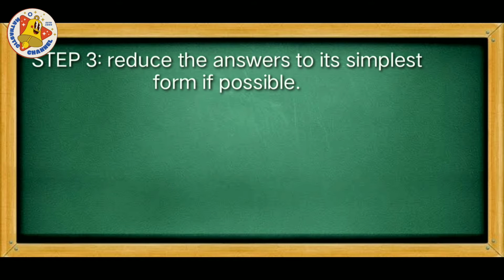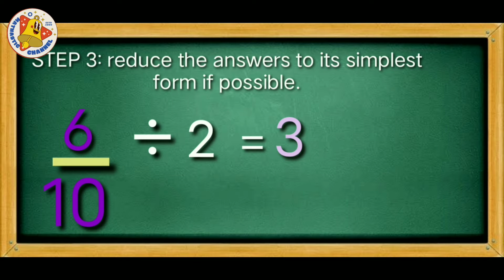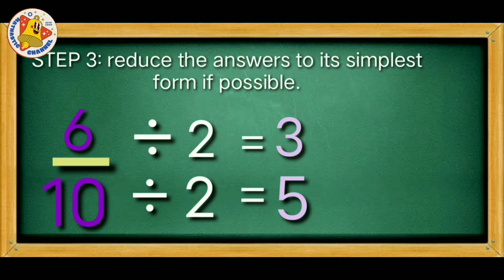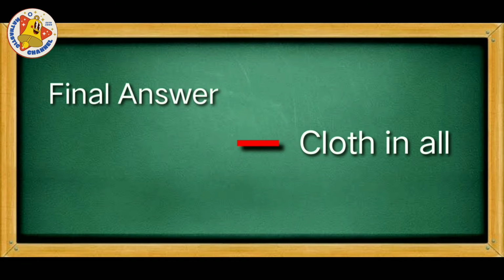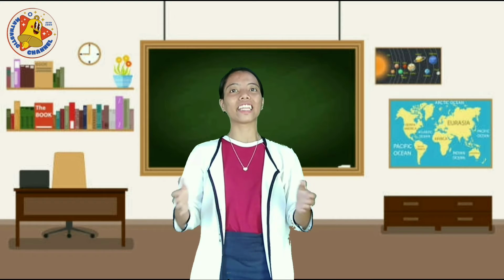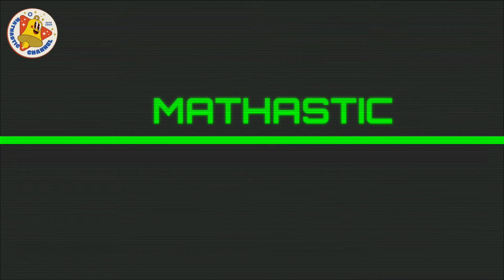Step 3. Reduce the answer to its simplest form if possible. We have to divide the numerator and the denominator by their common factor. In this case, 2 is their common factor. 6 divided by 2 is 3. 10 divided by 2 is equal to 5. Therefore, Aling Maria needs 3/5 meter of cloth in all. That's fantastic! Thank you for helping Aling Maria.